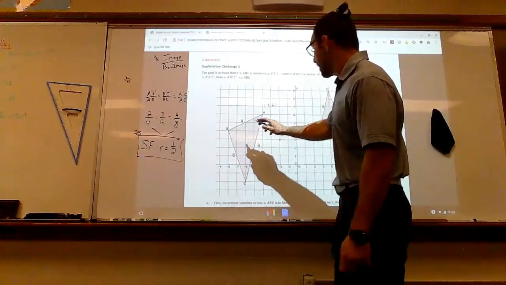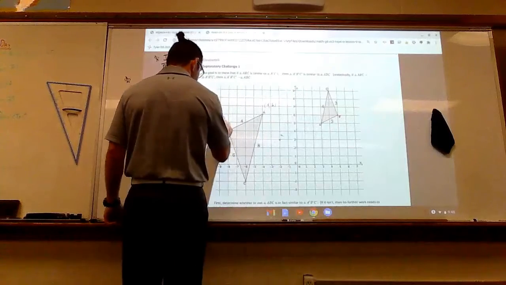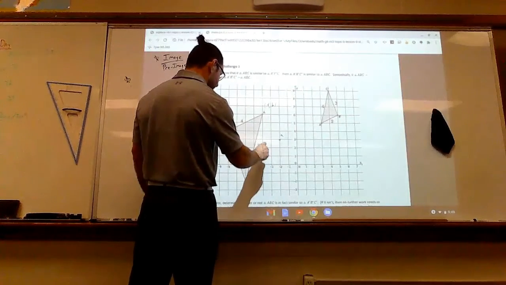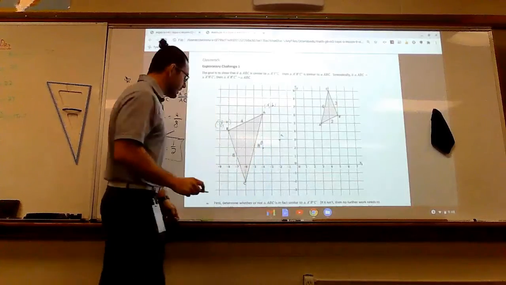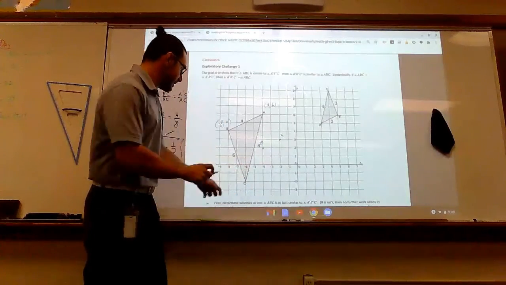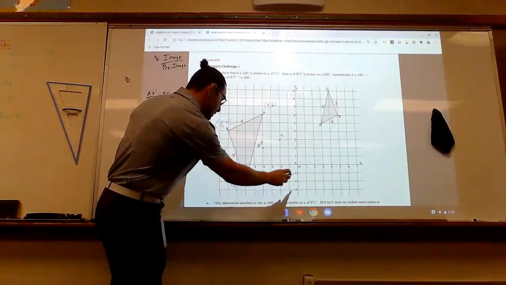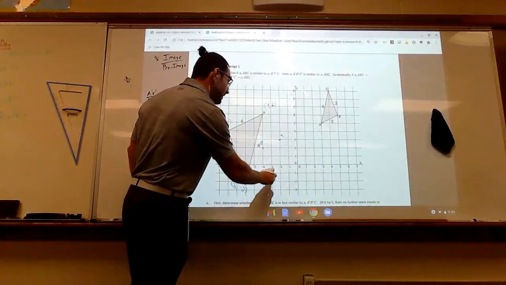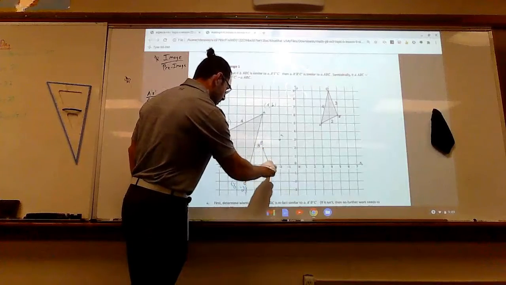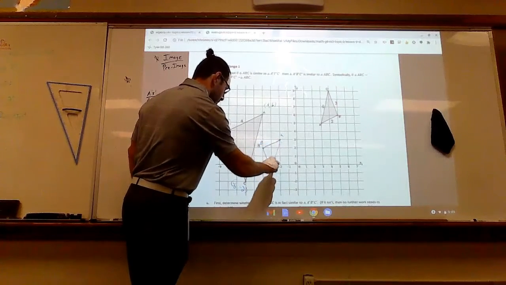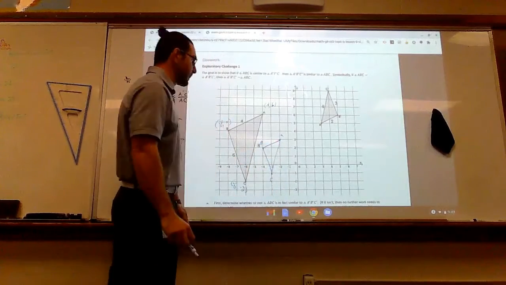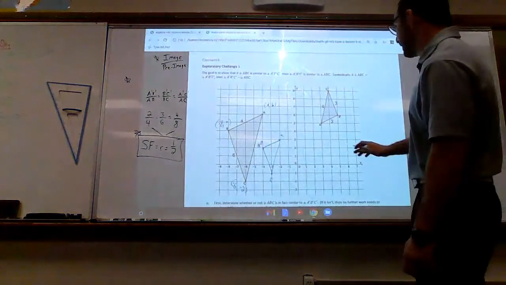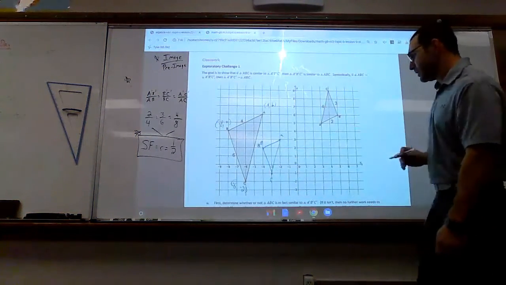Okay. So now B is at -8, +4. 1/2 of -8 is -4. 1/2 of 4 is +2. So there's B. And last but not least, C is at -6, -2. 1/2 of that is -3, -1. Okay. Well, how can I get this figure to this one?